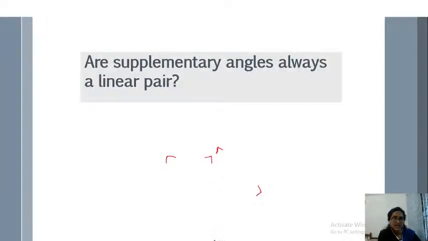Now, are supplementary angles always a linear pair? Supplementary means the sum of two angles will be 180 degree, and a linear pair means the angles should be adjacent as well as the non-common arms should form a line. Or we can say that the angles should be adjacent and the sum of the adjacent angles should be 180 degree. So if you are thinking that all supplementary angles are a linear pair, then you are wrong. Because you can draw supplementary angles like this also. But are they a linear pair?